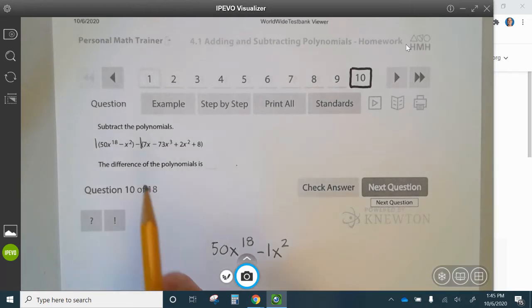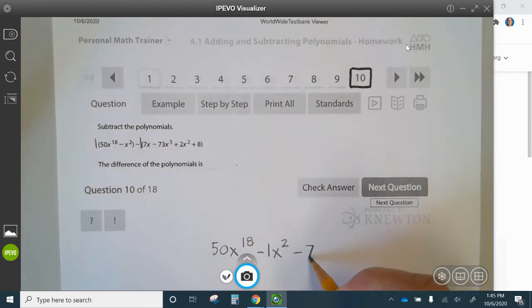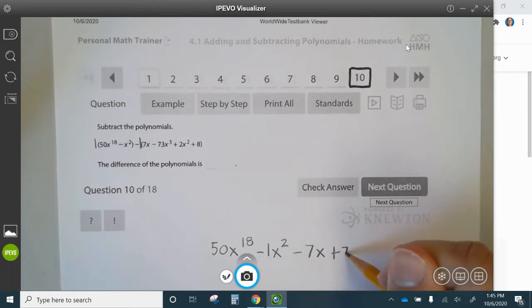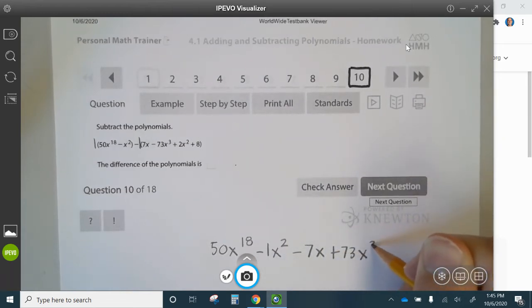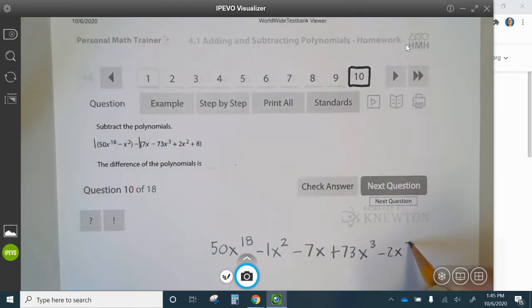Now we need to multiply by negative 1. So negative 1 times 7x is minus 7x. Negative 1 times negative 73x cubed is plus 73x cubed. Negative 1 times 2 is minus 2x squared. And then negative 1 times 8 is minus 8.